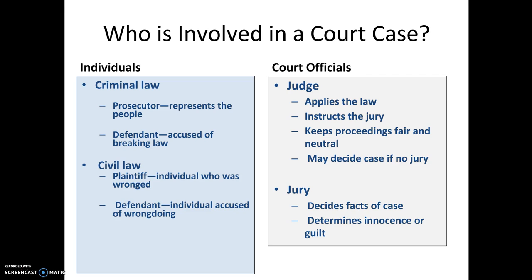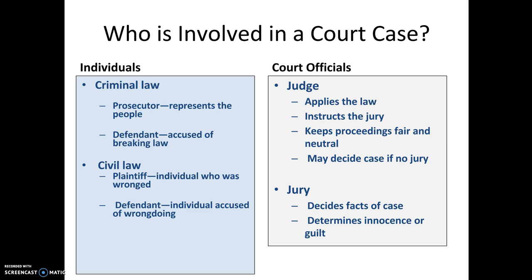In the civil case, you also have two sides, but in this case, remember, no one's really broken the law, so there's no prosecution, but there is a plaintiff. This is the person who is claiming that they were wronged or damaged in some way. And then there's the defendant, who is the individual who's accused of doing that wrong act, committing that damage. So make sure that you understand what both sides are called in criminal cases and civil cases.